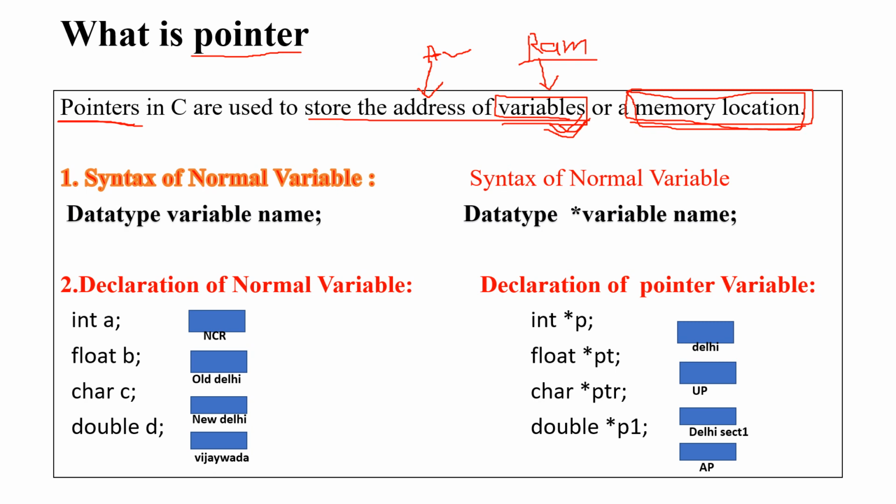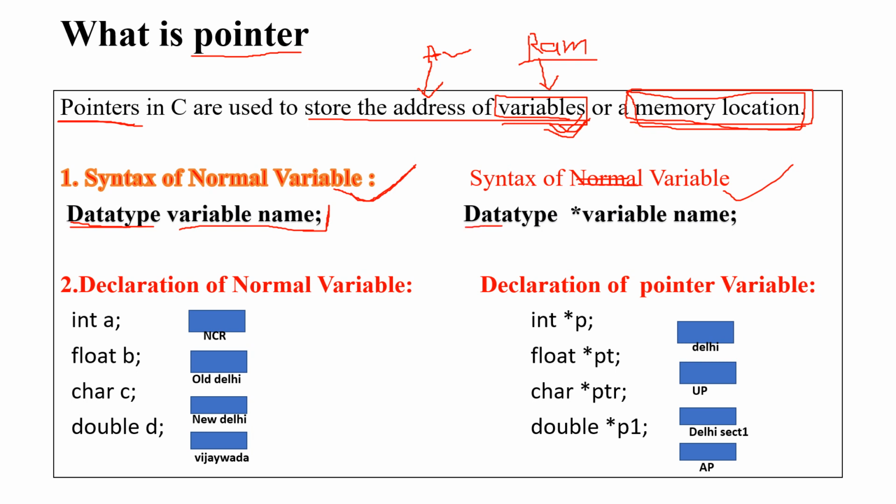Now we'll see the syntax of the normal variable as well as the syntax of the pointer. We'll see how to declare the normal variable and how to declare the pointer. First you have to select the data type. There are some data types already defined in the C language, like integer, float, character, double. First you give the data type, then you give the variable name. So this is the normal variable declaration syntax.